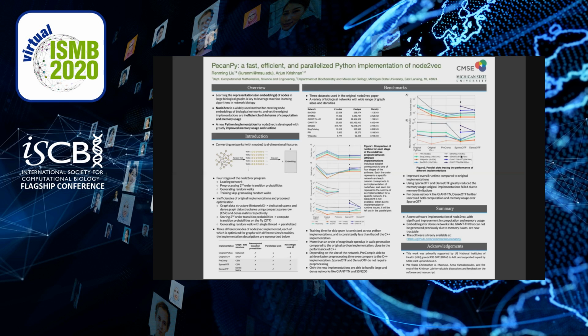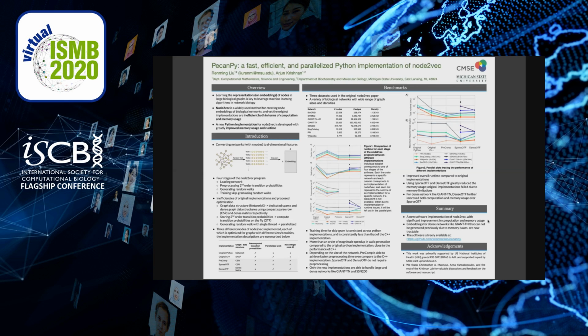For the STRING network, represented by the bluish-gray line, the new implementation reduced the runtime from more than 5 hours down to just slightly over a minute. And even more remarkably, the memory usage is reduced from more than 100 gigs down to less than just 1 gig. To summarize, we have developed a new implementation of node2vec with 3 different modes, each of which is optimized for networks with different sizes and densities.